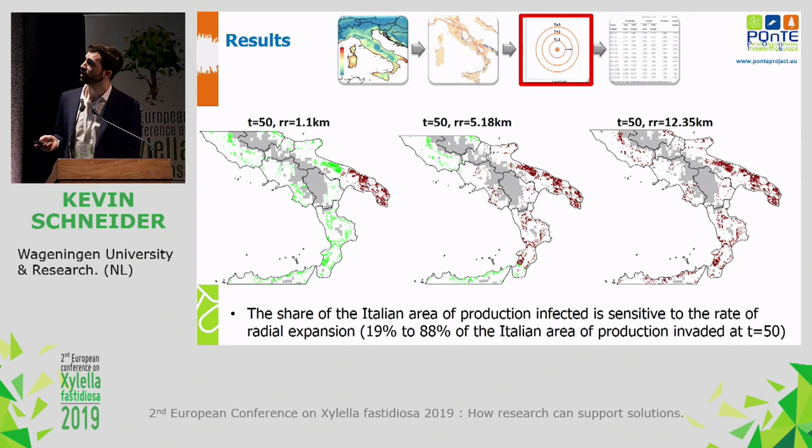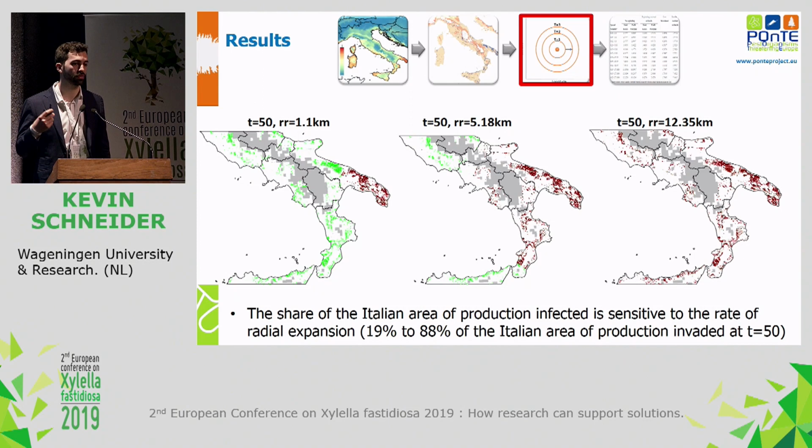And in year 50, you see a very large difference between the different spread scenarios. So while the 5% quantile barely reached beyond the current extent, the 95% quantile reached all olive cells in the south of Italy and also spans far into the north, which is not plotted here.